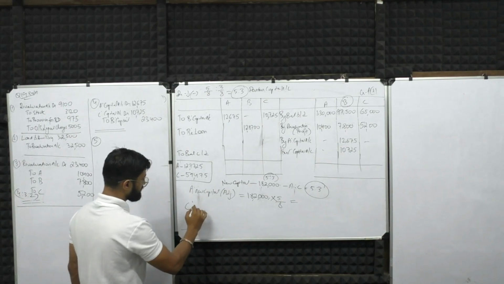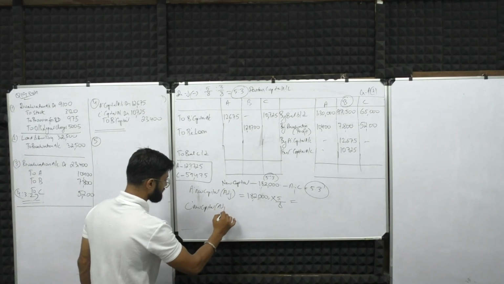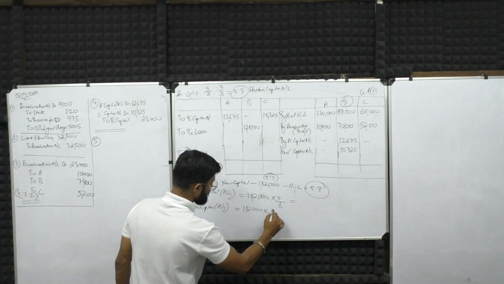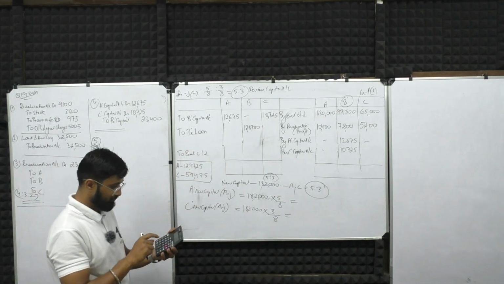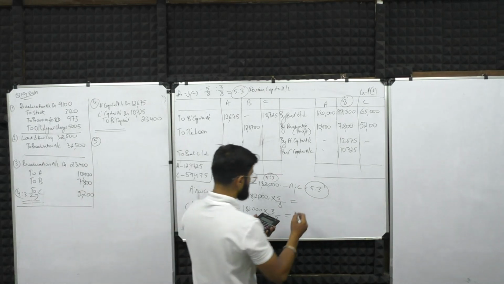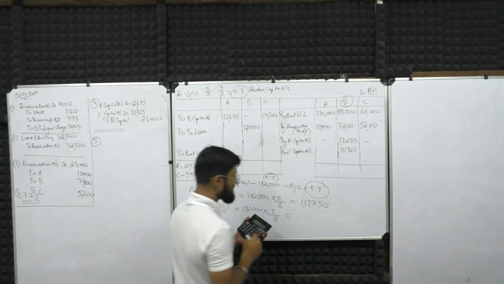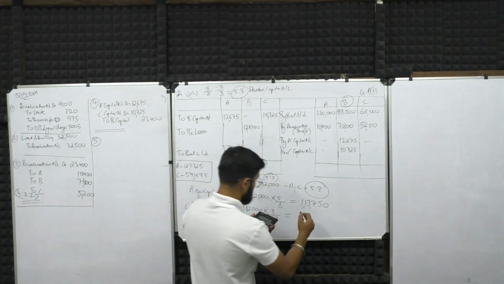C is the new capital. Adjusted. 1,82,000 into 3 by 8. That gives 68,250, and 1,13,750.